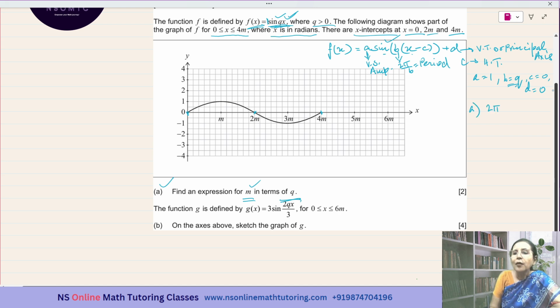So 2 pi over B should be equal to 2 pi over q. This is equal to 4m. Therefore, we have to make m the subject because we have to express m in terms of q. So I'm dividing both sides by 4. So I get m equal to 2 pi over 4q, or pi over 2q. So this is the answer for the subpart A.